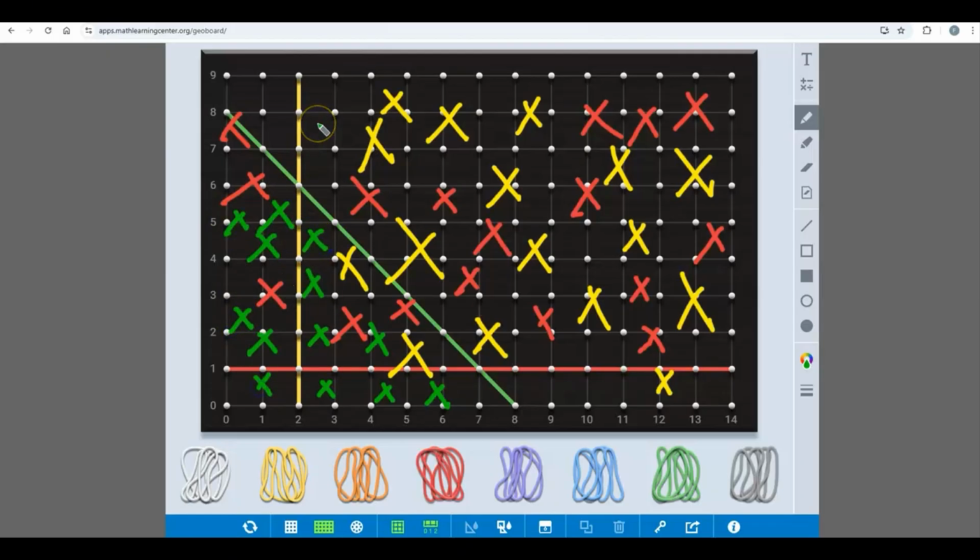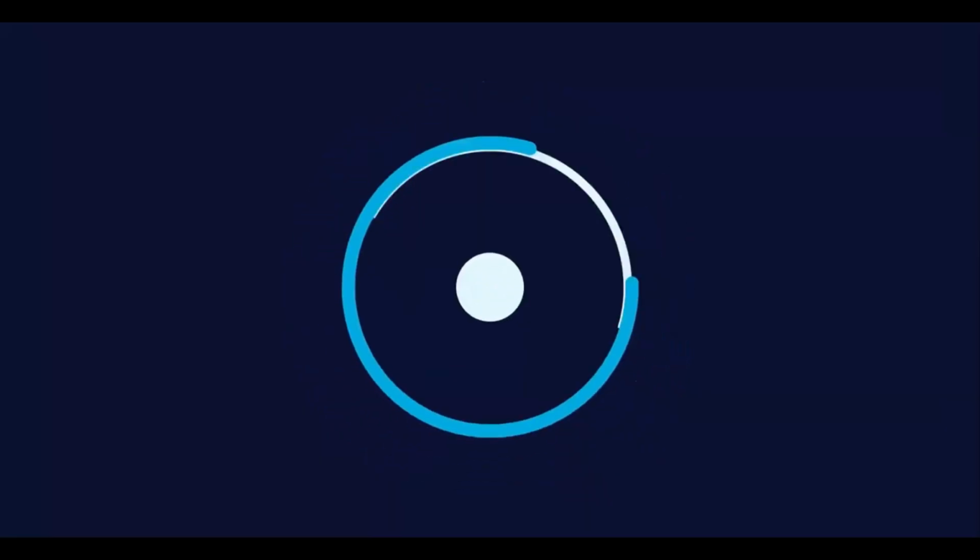Now the feasible region would contain all the colors, and as you can see, the right angle triangle here contains red, yellow and green shading. So we have our feasible region, and we can represent our feasible region using a different colored rubber band. So I'm going to use purple and stretch it across my feasible region.